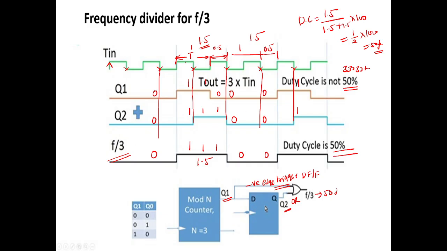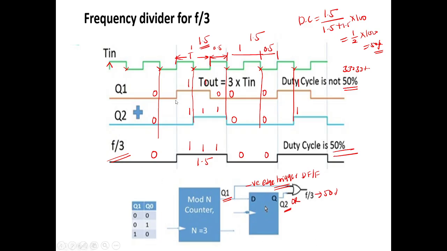Did you understand how I am analyzing? To alter the output by 0.5 cycles, you need to use a negative edge trigger D flip flop.